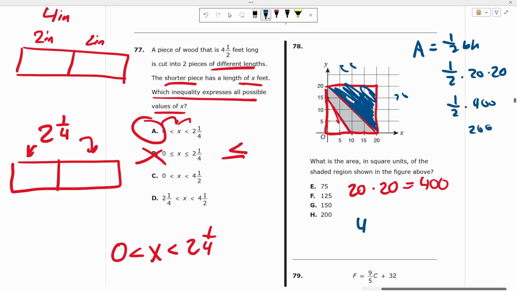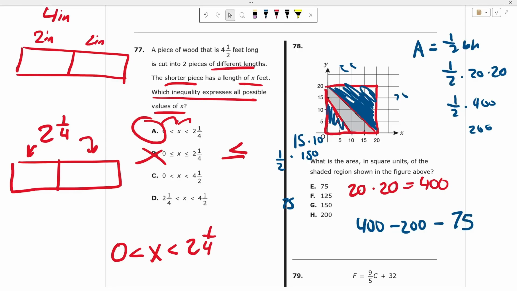So from this total area, we're going to take away 200, and we're also going to take away this bottom portion here, which has a height of 15 and a length of 10, which is 150, times 1/2, which is going to be 75. So 400 minus 200 minus 75 in this case is going to equal 125, or choice F. That's going to be the area of this.